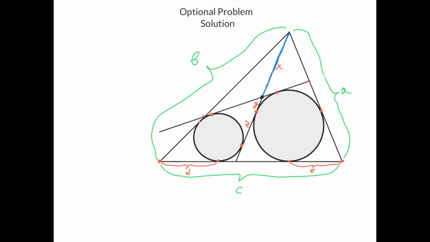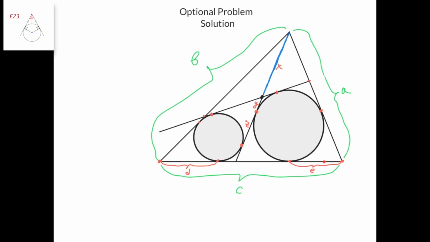Now we notice that we have some equal segments. For example, this e can come here. Also, d can come here. y equals this segment, and y plus z equals this segment here. We even have more equal segments.